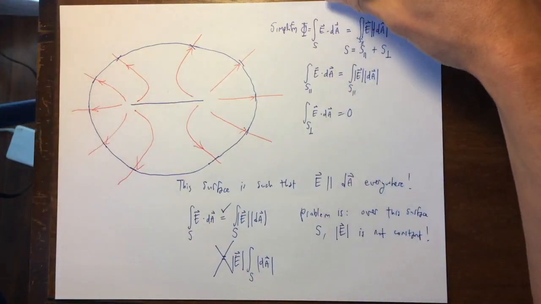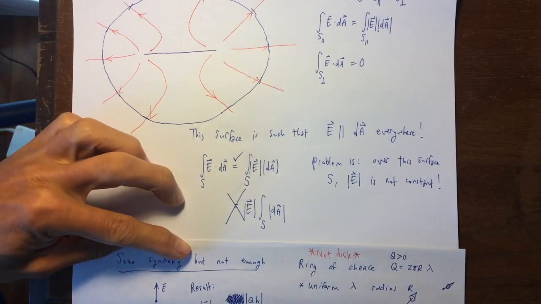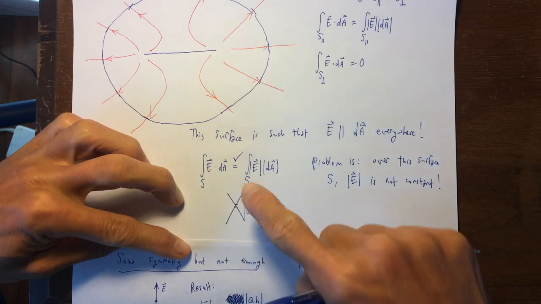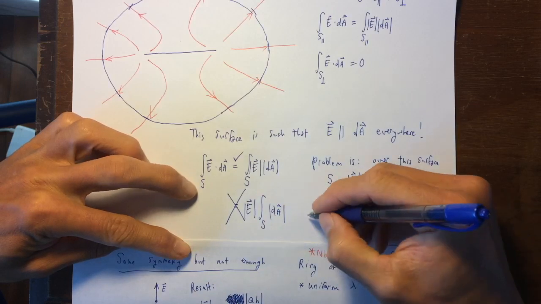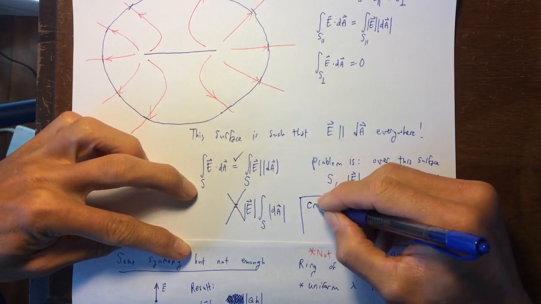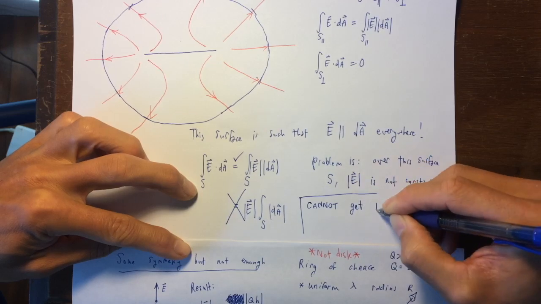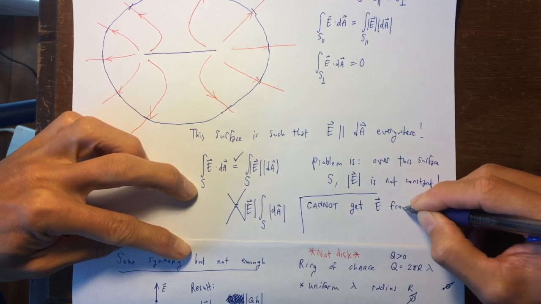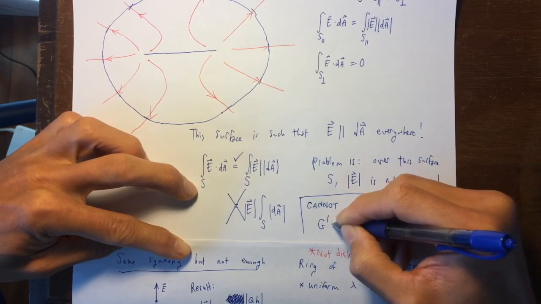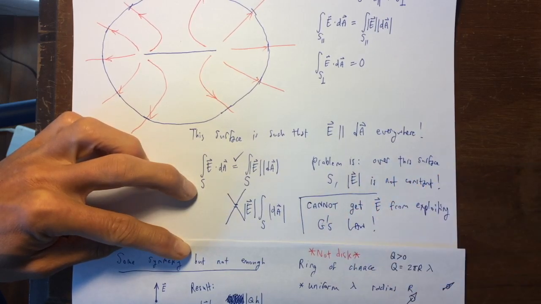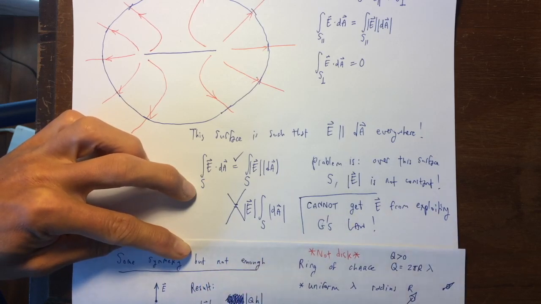So the idea is we don't have enough symmetry to have both of these steps happen. And so what this means is we cannot get E from exploiting Gauss's law because there's not enough symmetry. There is some symmetry, but it's not enough.